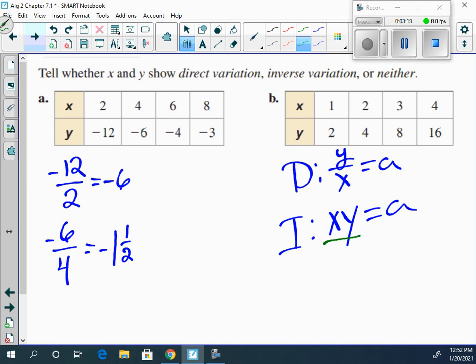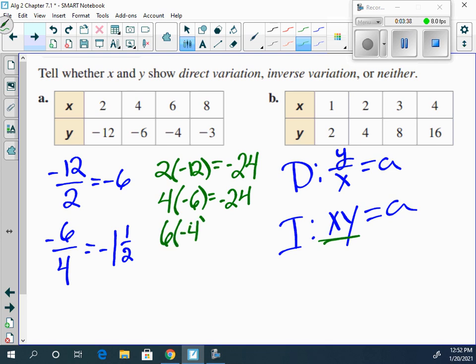So we can try inverse, and we're multiplying x and y. So that would be 2 times negative 12, which is negative 24. What's 4 times negative 6? Negative 24. How about 6 times negative 4? And 8 times negative 3. So this here is an inverse variation.